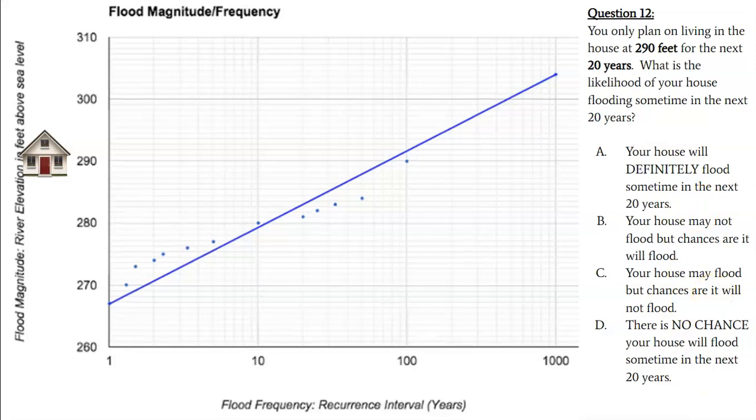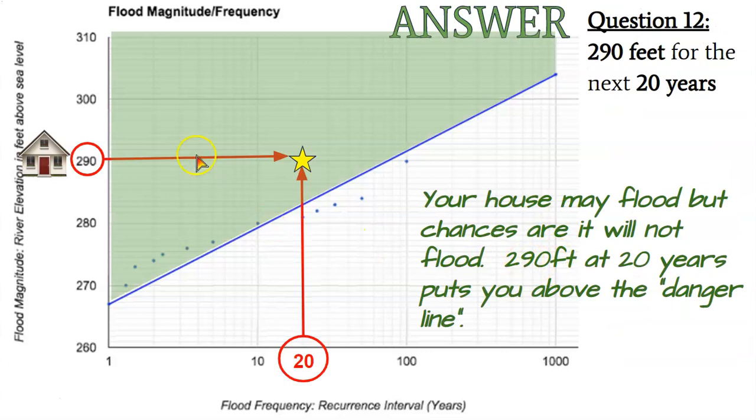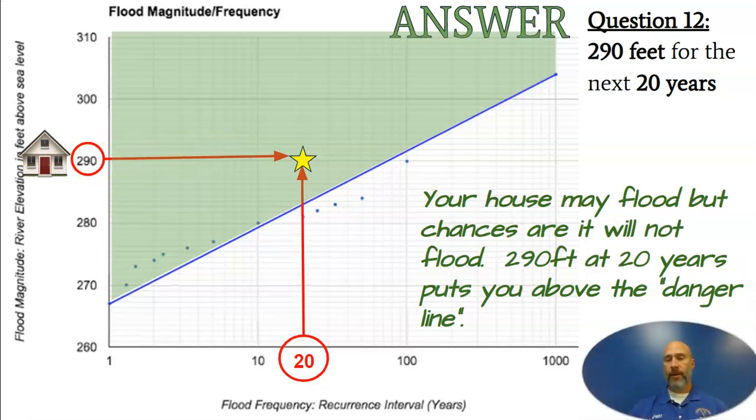Another question here. You only plan on living at the house at 290 feet for the next 20 years. What is the likelihood of your house flooding sometime in the next 20 years? All right, so in this case, your house may flood, but the chances are it won't in 20 years, right? You're at 290 feet right here. I'm right there. 20 years is, so there's 10, there's 100, so 20 is about here. I'm above the line, so it may flood, right? But probably not, right? A 1 in 20 chance that you could flood.